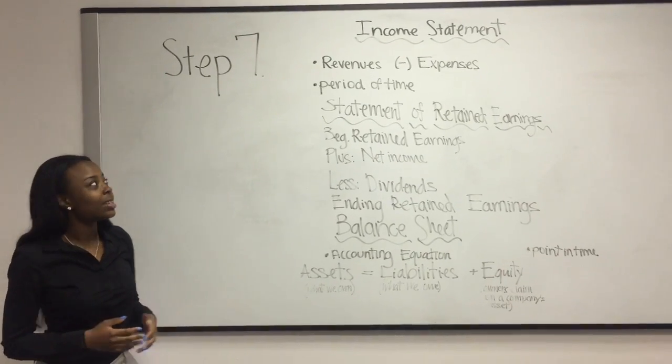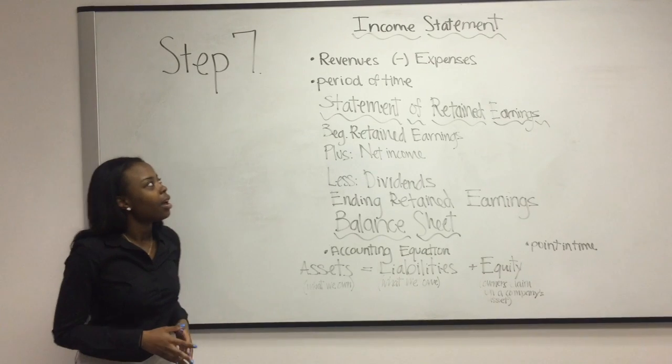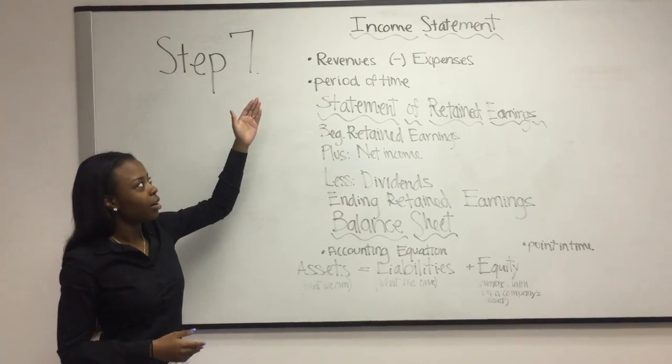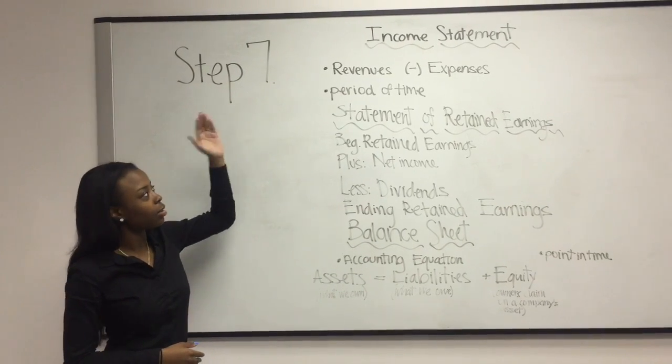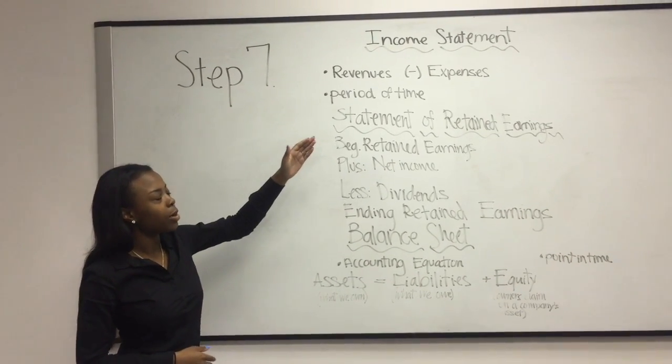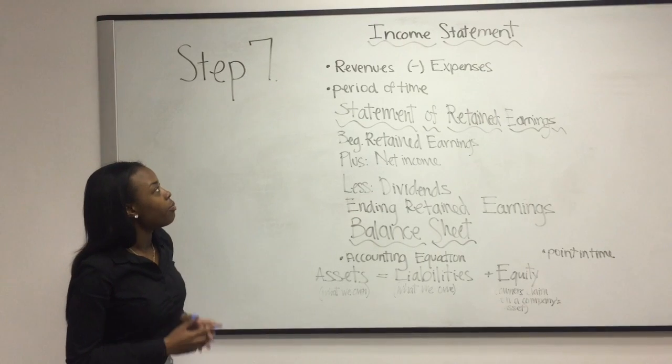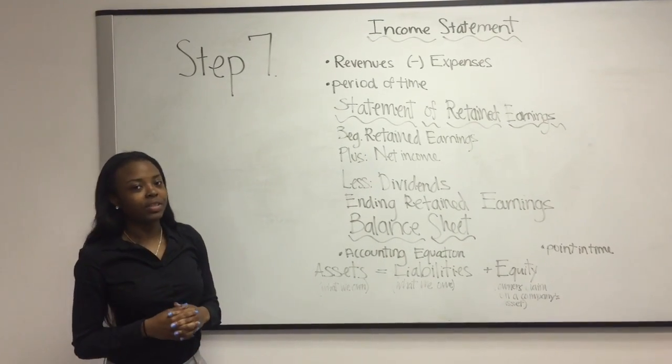Step 7 is the financial statements. You're going to start with the income statement, which involves revenues and expenses. You must subtract the expenses from the revenues, and that will give you the net income. And the income statement is a period of time.